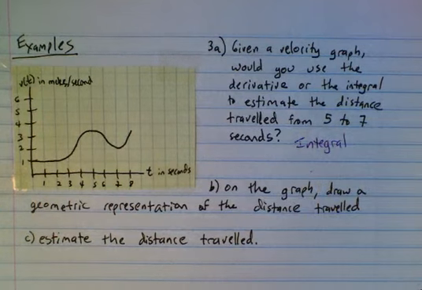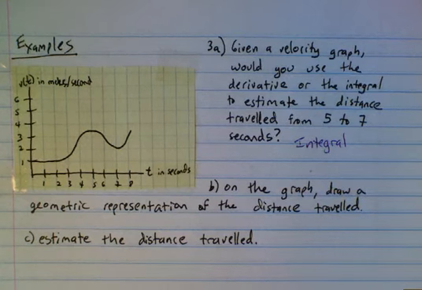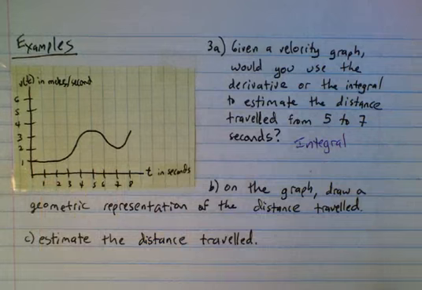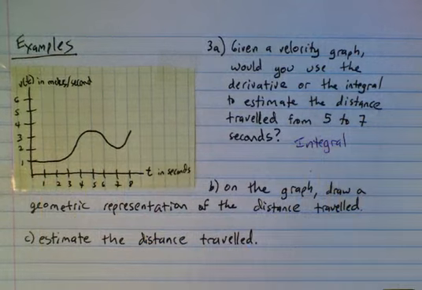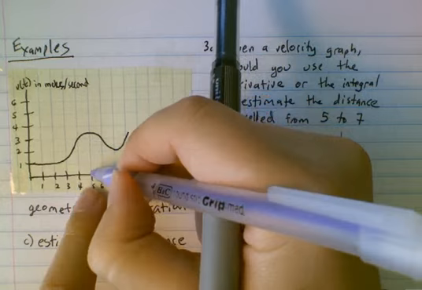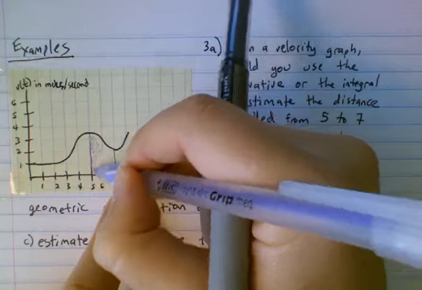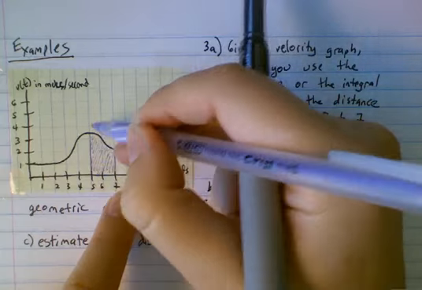On the graph, we want to draw a geometric representation of the distance traveled. Remember, this is the integral we said right up here. So go ahead, draw something on here that represents the integral from 5 to 7. Remember, the integral is the area under the curve, so we're looking at the area under the curve from 5 to 7.